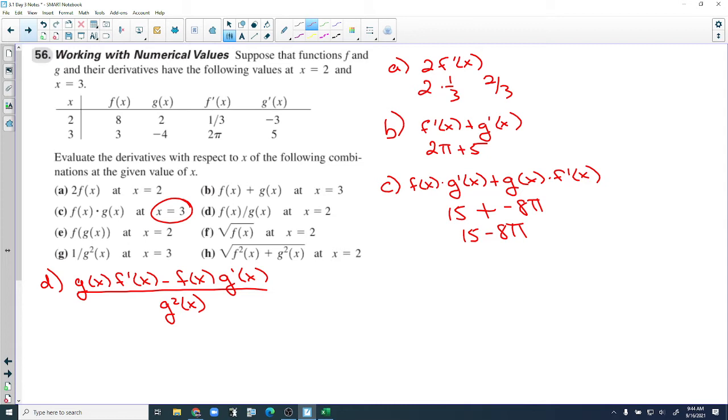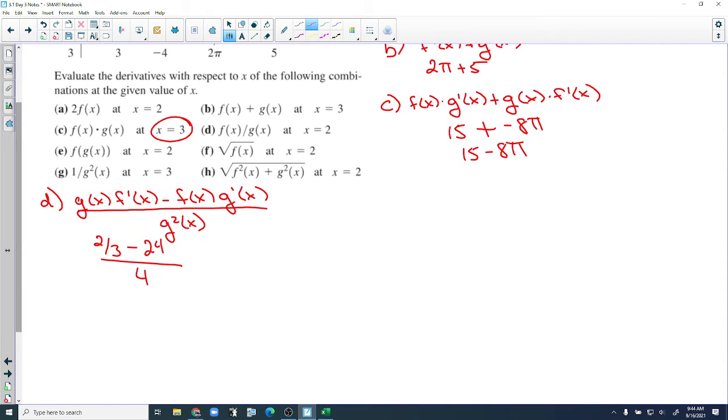Got to get values g and f prime. Where are we at? At 2. G and f prime, 2/3. F and g prime, minus 24 over g squared, 4. Yeah, I'm at 2, yep. Ugh, yuck. Multiply everything by 3, that's what I would do. So 2 minus 72 over 12? So 70 over 12, that's 35 over 6.